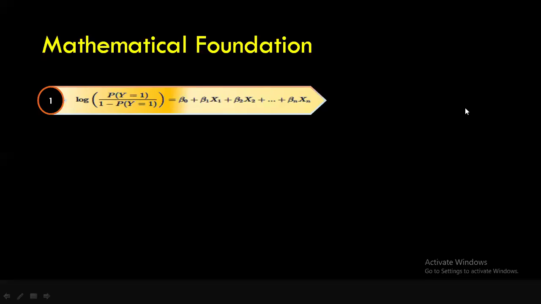Now let us explore how to derive this equation. What is the mathematical foundation for this equation? We discussed the logistic regression equation. This is the logistic regression equation: the natural log of p over 1 minus p is equivalent to beta naught plus beta 1 x1 and so on.